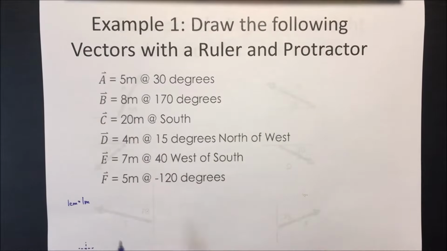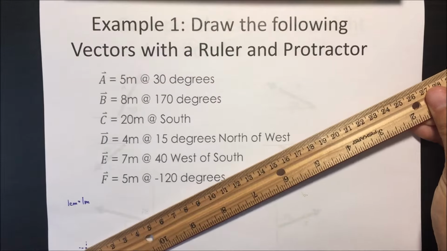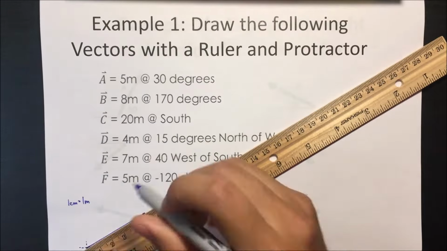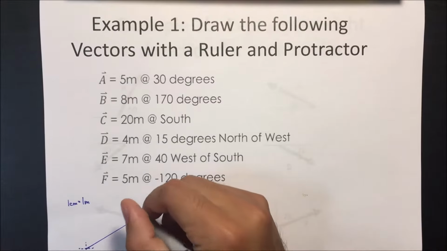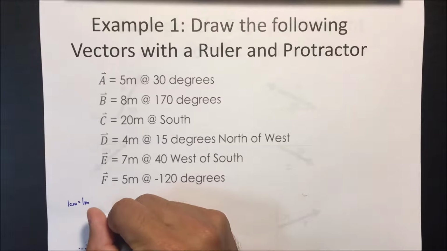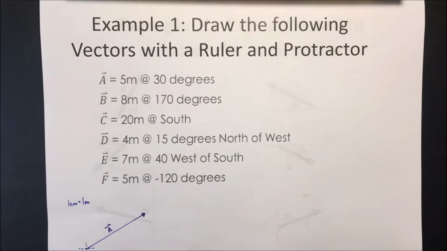So I'm going to get my ruler, and I want 5 meters, but my legend says 1 centimeter is 1 meter. So I'm going to go 5 centimeters in that direction. So this is my vector. At the end of the vector, I'm going to make an arrow, that's important to distinguish where it is. And this is vector A.